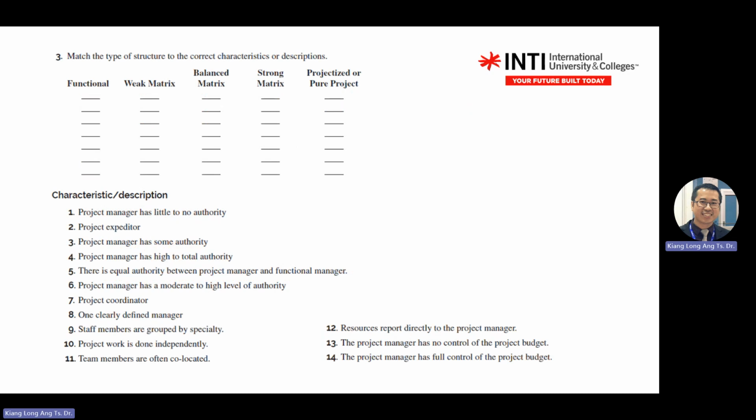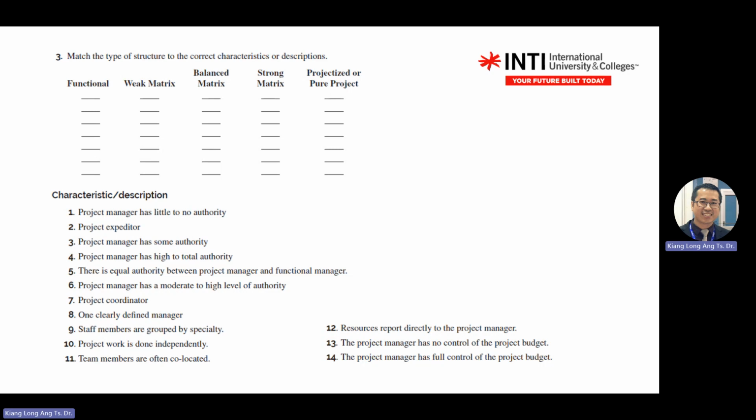Okay. So number 3, match the type of structure to the correct characteristic or description. So you have 1, 2, 3, 4, 5. Basically, functional, pure project, and matrix, which is broken into weak, balanced, and strong. The differences between weak, balanced, and strong are based on the complexity of the projects and the authority of the PM, project manager.